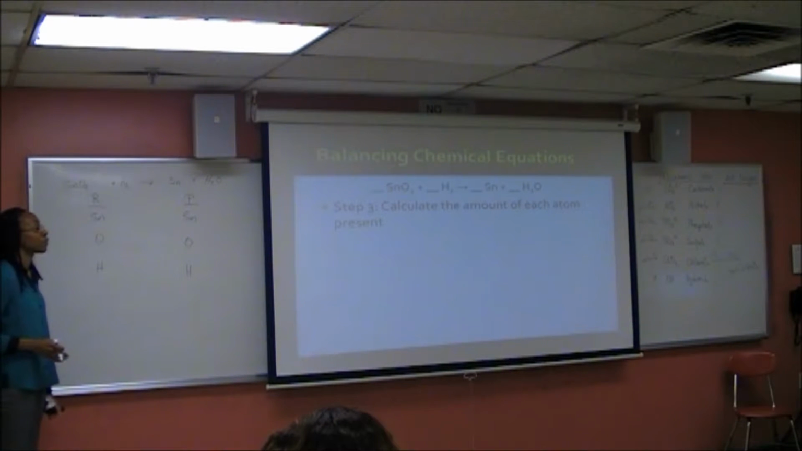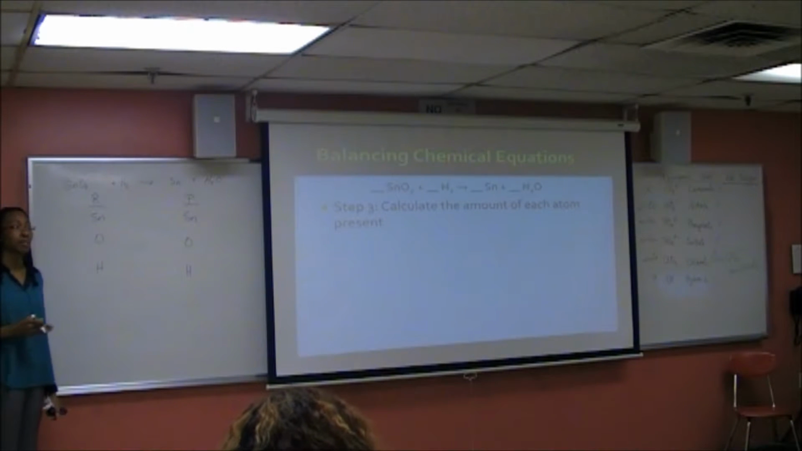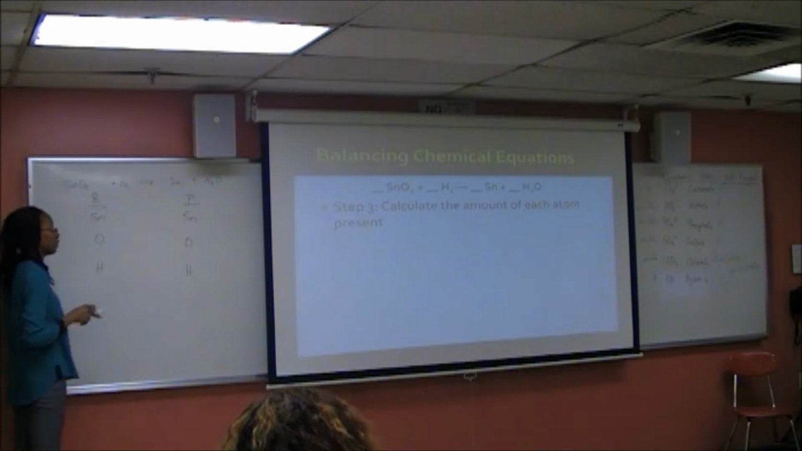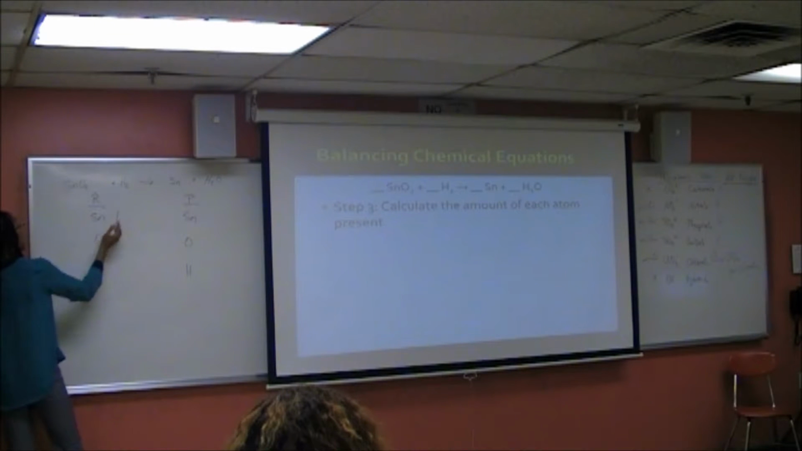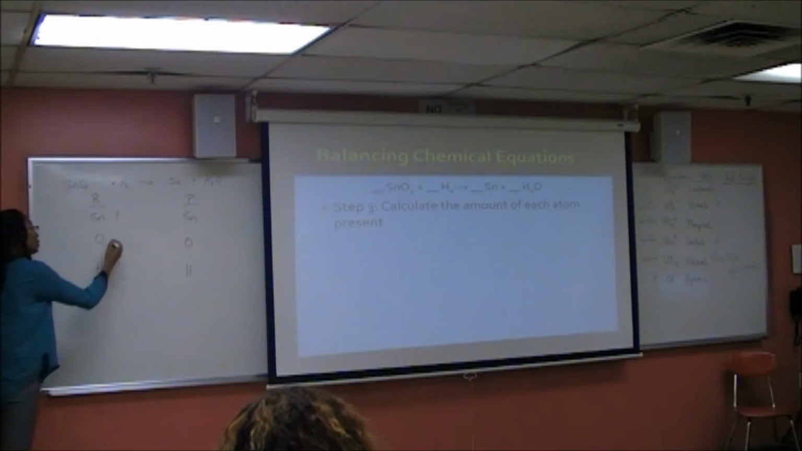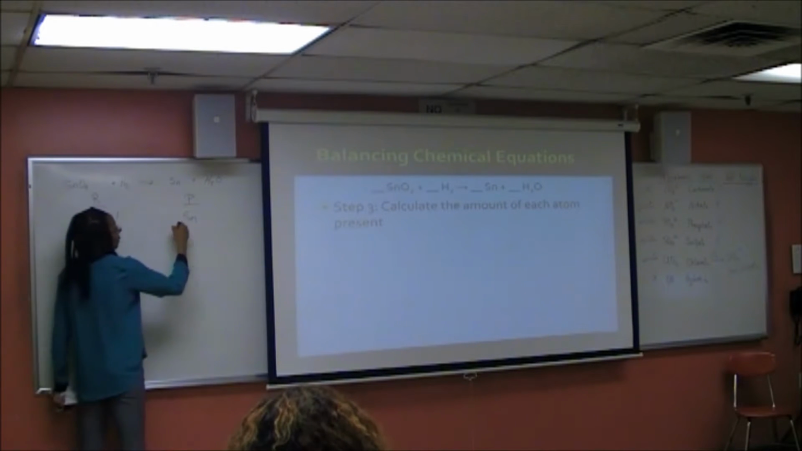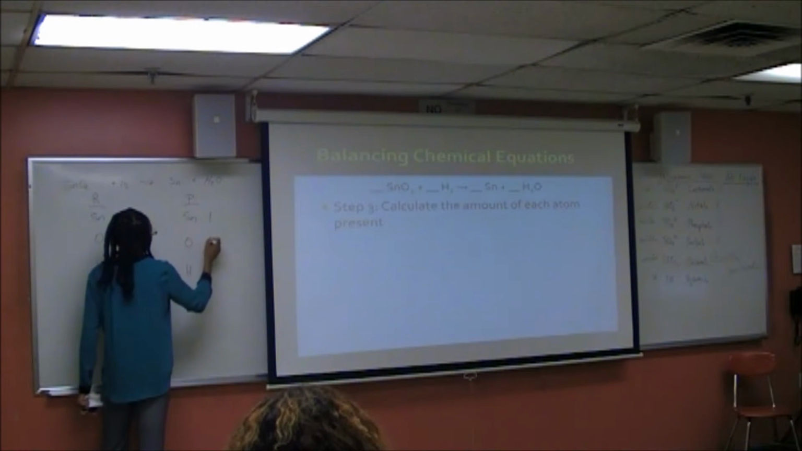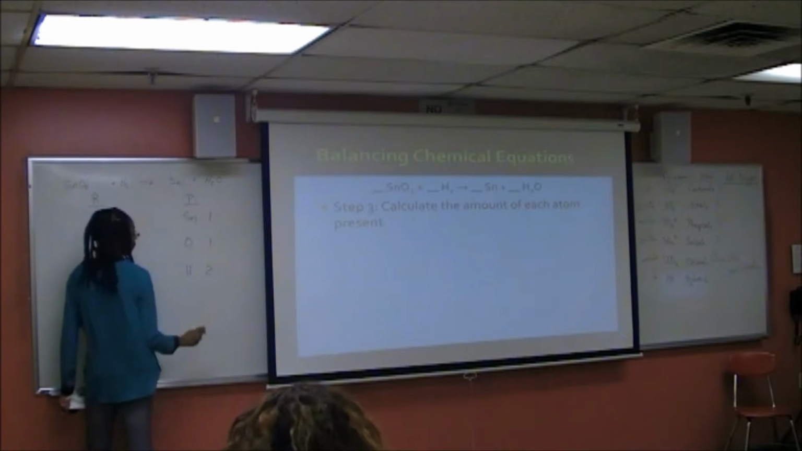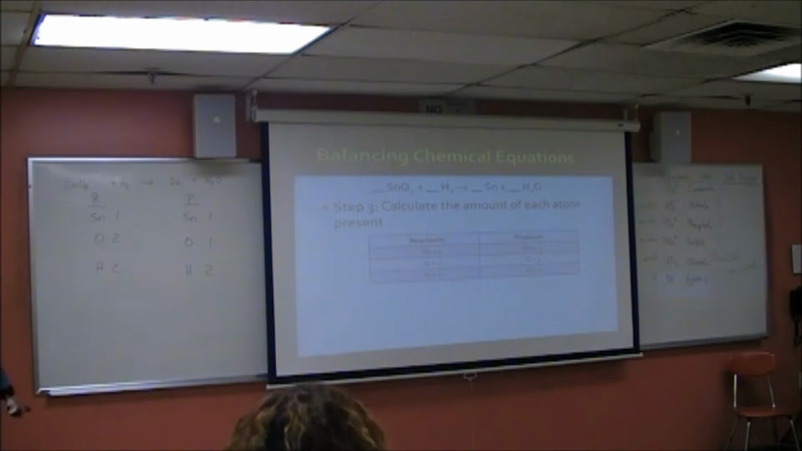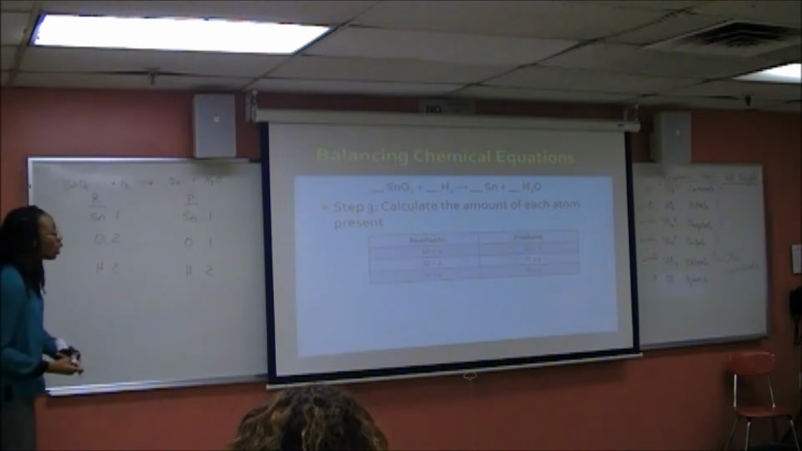Step 3. Calculate the amount of each atom that's present. How many tins do we have? 1. How many oxygens do we have? 2. Hydrogens. 2. On product side, 1. So I got 2.